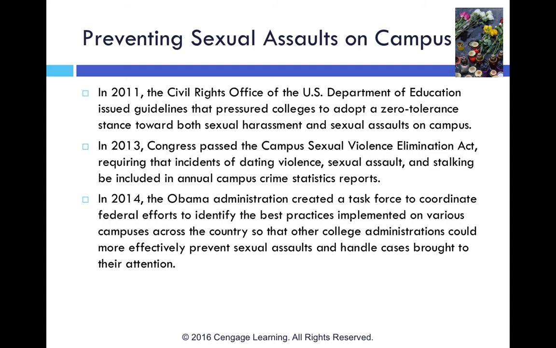So in 2011, the Office of Civil Rights and the Department of Education issued some guidelines that colleges should adopt a zero tolerance stance. In 2013, they passed the Campus Sexual Violence Elimination Act. So this requires now, in Clery statistics, you also have to report dating violence and stalking. And in 2014, the Obama administration created a task force to identify best practices. We see a lot of this with Title IX, which is really kind of getting rolled back now.